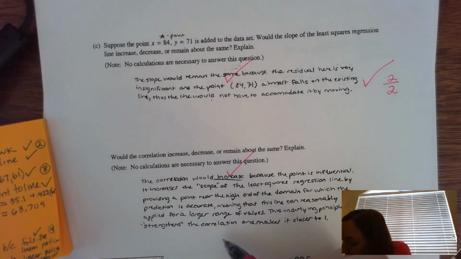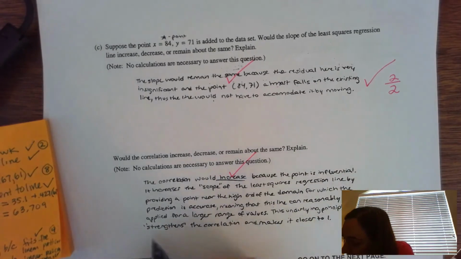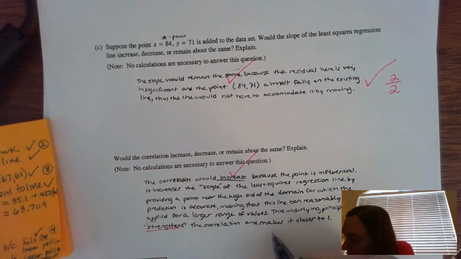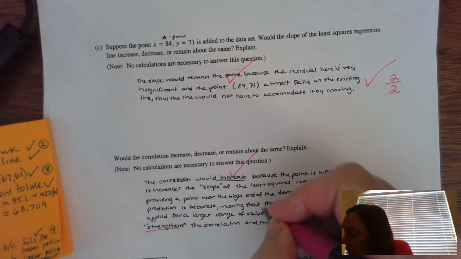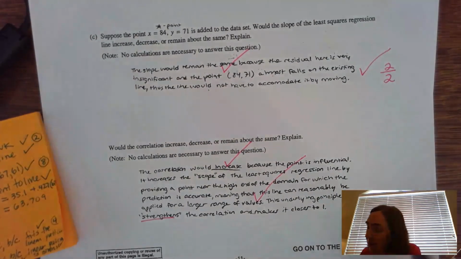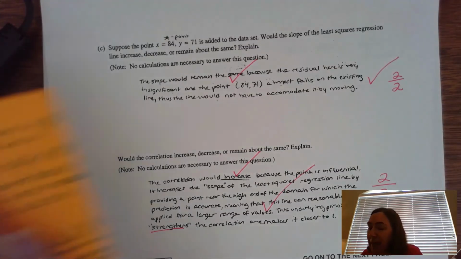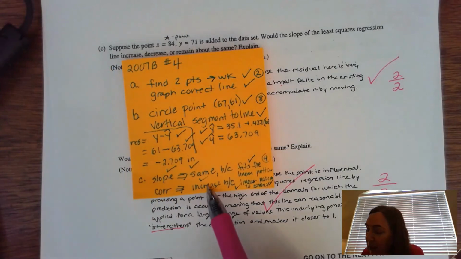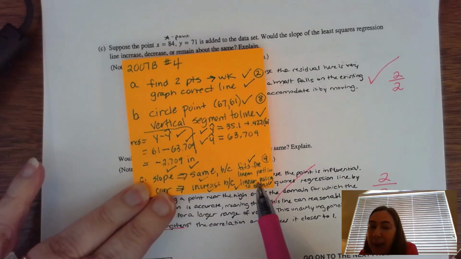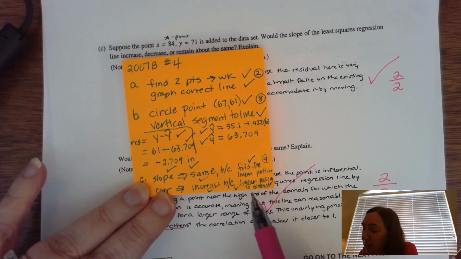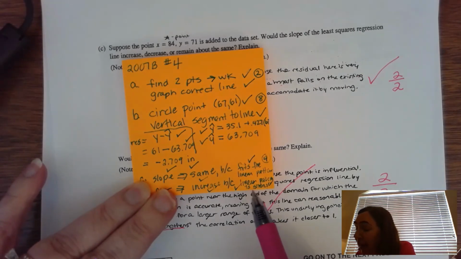So read through your work and make sure that, oh, look at that. It strengthens the linear pattern and gets the line closer to 1. It's near the high end of the domain. It increases the scope of the least squares regression line. There's enough there for me to give credit for that. So this one is worth 2 points also. My person gets 2 out of 2. But you need to get across the point that it increases the correlation coefficient because the pattern of linearity is stronger. Remember, correlation is a measure of linearity. So that means if it's more linear, r is going to get bigger.